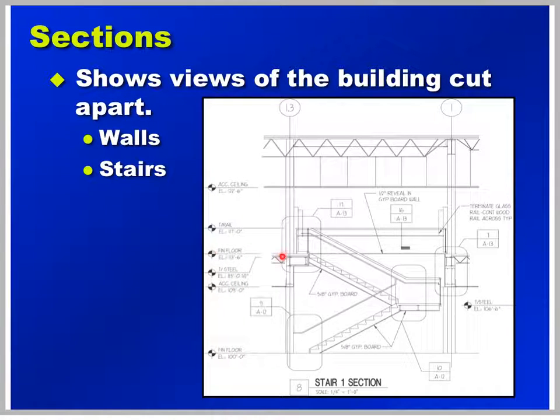elevation, a finished floor elevation, what do we have? A top of rail elevation, and a top of acoustical ceiling elevation. So what this does is just give you a relationship from the roof all the way down to the first floor with how all this particular stair goes into the building.